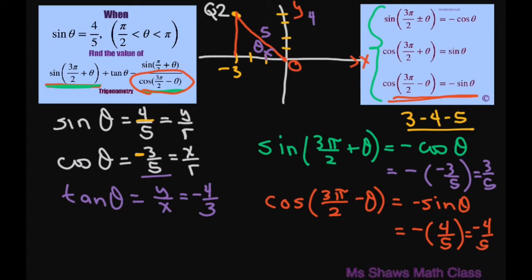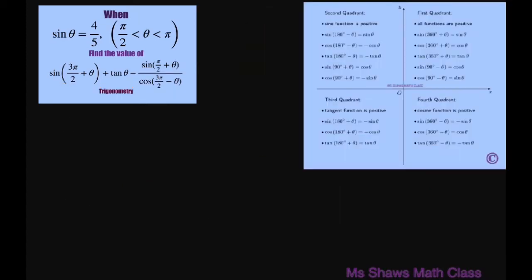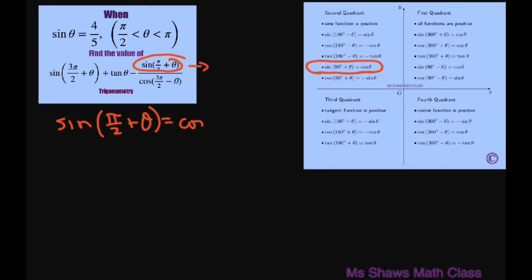Now, the one you're familiar with is this one. This one's your reference angle here. We're in quadrant 2. So basically, sine of pi divided by 2 plus theta equals cosine of theta, and cosine of theta was negative 3/5.